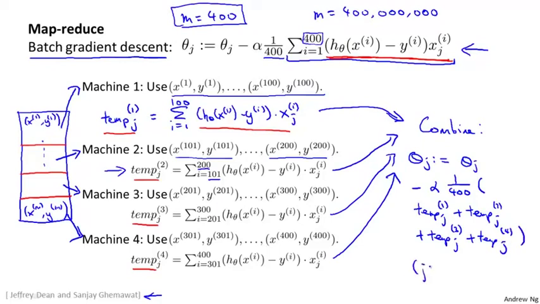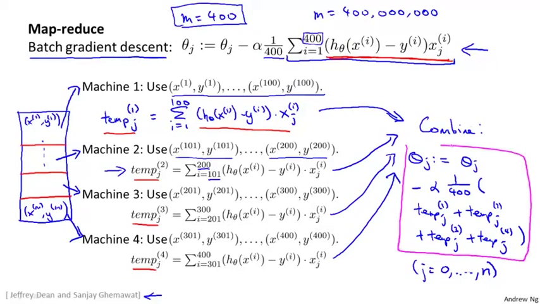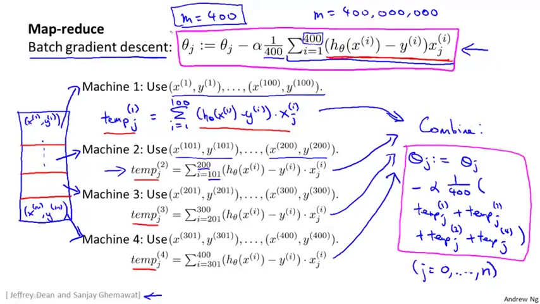And of course we have to do this separately for j equals 0 up to n, where n is the number of features. So sorry about breaking this equation into multiple lines, but I hope it's clear. What this equation is doing is exactly the same as that, where you have a centralized master server that takes the results, temp1j, temp2j, temp3j, temp4j, and adds them up.